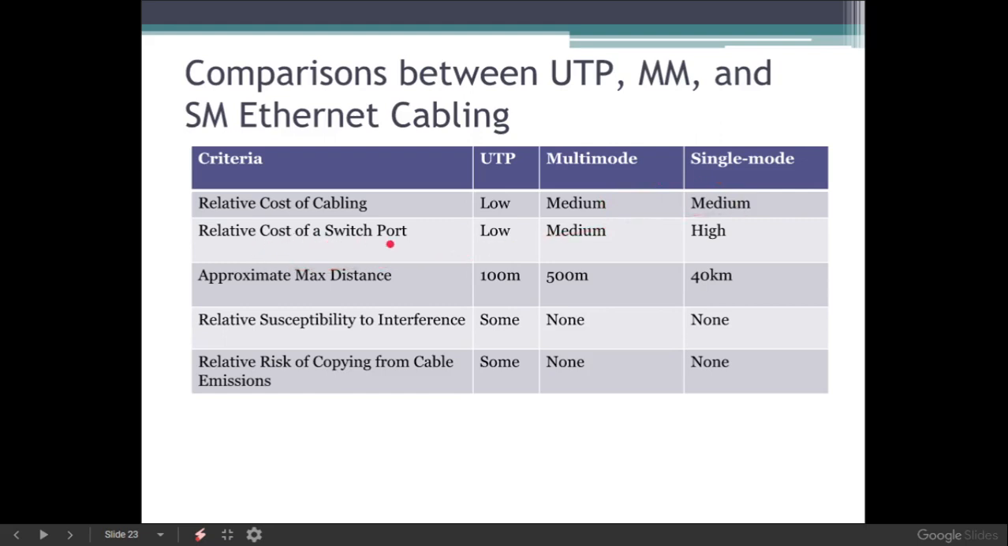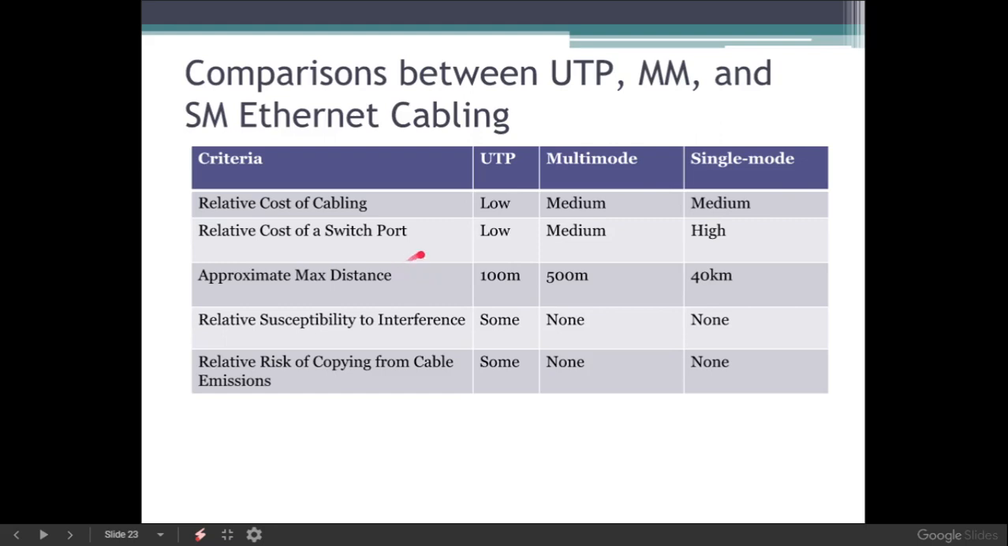Next, the relative cost of a switch port. When you say switch port, it's basically saying if you buy a 12 port switch for $12,000, then you just divide that by 12, and that's $1,000 per port. That's basically what they're doing here. You follow that reasoning? I follow it now. Yeah.